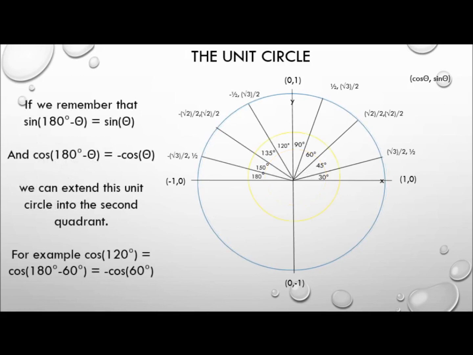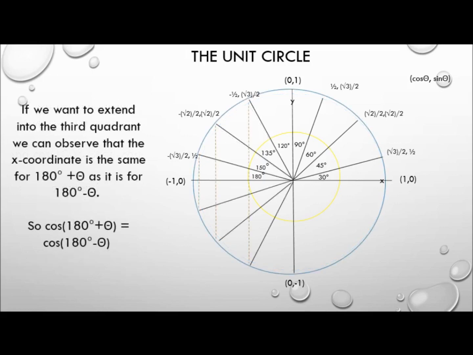If we remember that the sine of 180 degrees minus theta is equal to the sine of theta, and the cosine of 180 degrees minus theta is equal to minus the cosine of theta, or the negative cosine of theta, we can extend this unit circle into the second quadrant. For example, the cosine of 120 degrees is equal to the cosine of 180 degrees minus 60 degrees, which is equal to the negative cosine of 60 degrees.